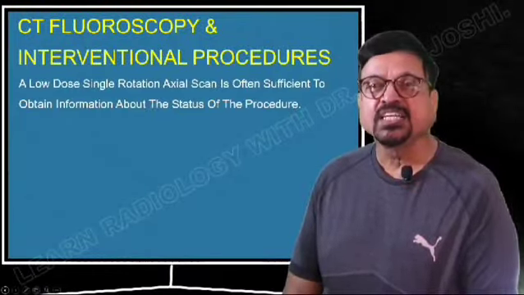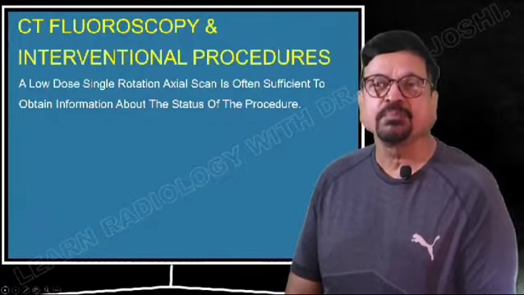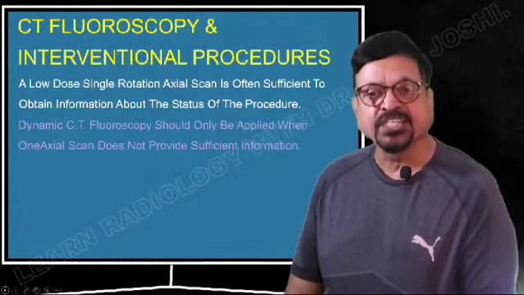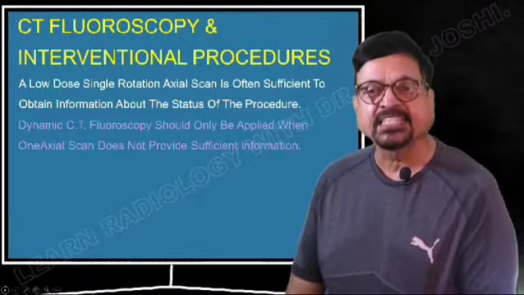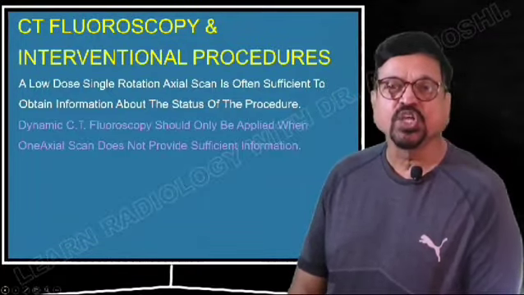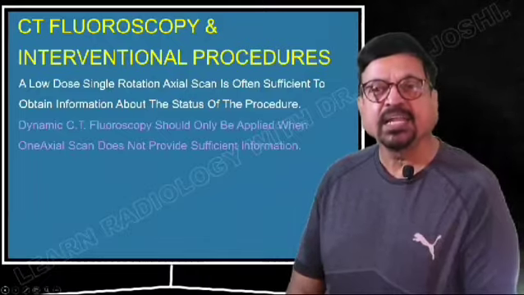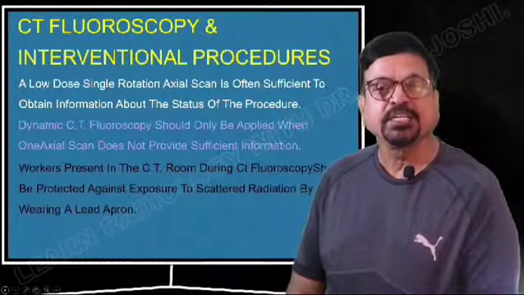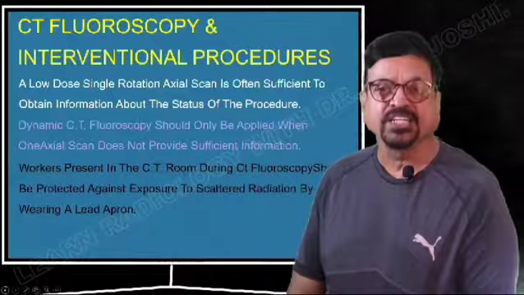Now, a low dose single rotation axial scan is often sufficient to obtain information about the status of the procedure. It is required before procedure and after procedure. So, it is very obvious that we are doing it with axial to reduce the radiation dose. Now, dynamic CT fluoroscopy should be applied when one axial section does not provide sufficient information. So, this should be reserved only for certain cases where axial scan does not give information.